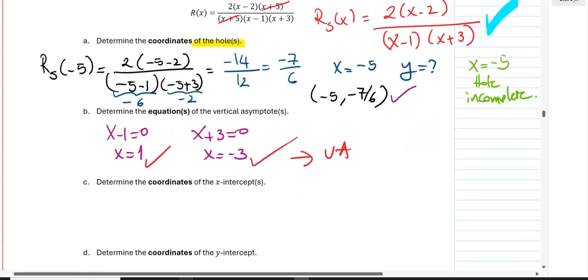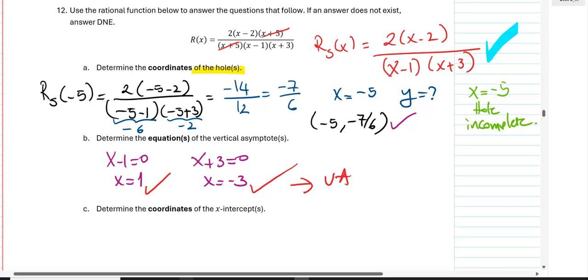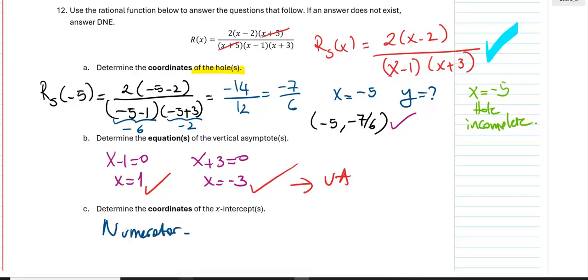Determine the coordinates of x-intercept. X-intercept means that the numerator should be equal to 0. So x minus 2 equal to 0. X will be equal to 2. So the x-intercept will be 2, 0. Intercept is a point, right?